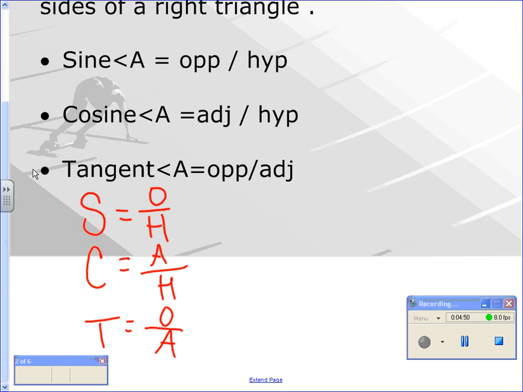Sine is opposite over hypotenuse. Cosine is adjacent over hypotenuse. And tangent is opposite over adjacent. You will have to know them on your test? Yes, it has something to do with triangles.